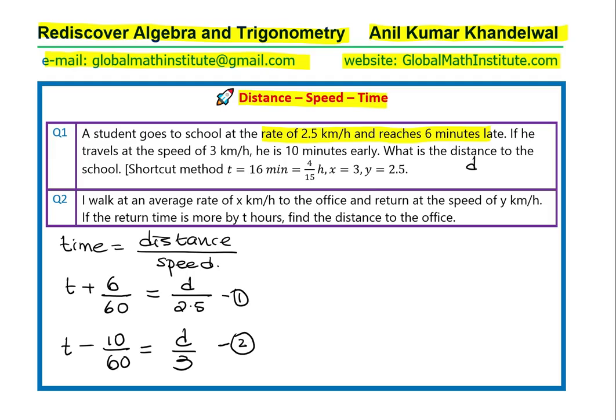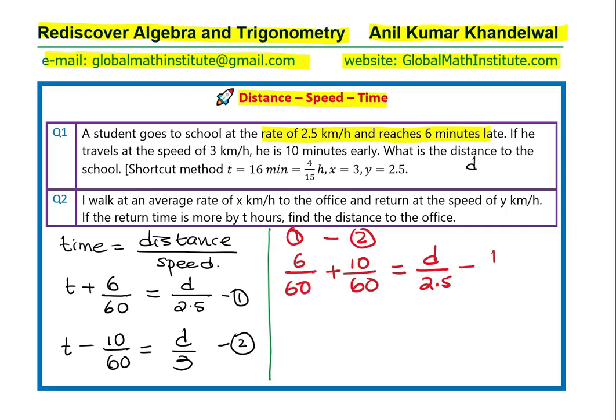Now, we need to find the distance. So what we can do is subtract one equation from the other, right? And then find what we get. So let's do equation 1 minus equation 2. So t minus t is 0. So we get 6 over 60, minus and minus becomes plus, 10 over 60 equals d over 2.5 minus d over 3. So that is how we get one equation.